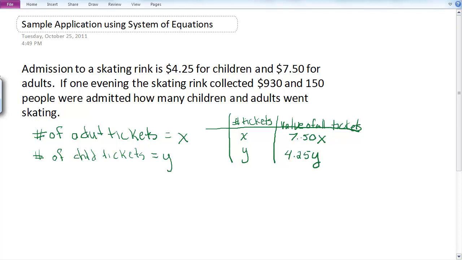Now, the idea that we have here is, so far we have the individual amount. This was the adult and the child. But we also had some other information. We had a total. We had a total number of tickets was 150. The total value for all the tickets purchased was $930. So this column represents our money. This column represents the individual items. So really, if you can collect this information, you have your equations ready for you, because the idea is you have a total, and total means to add.